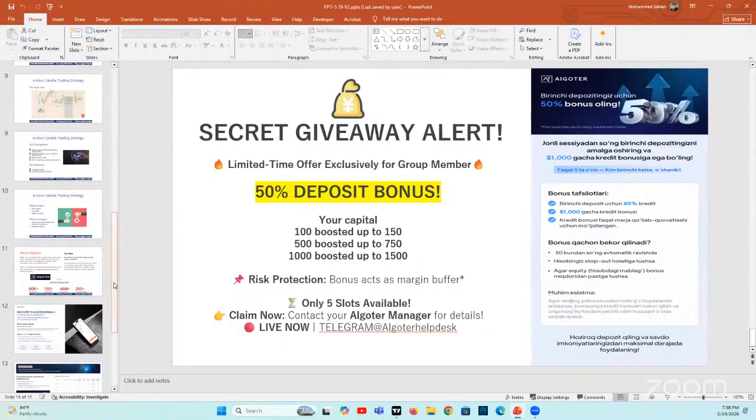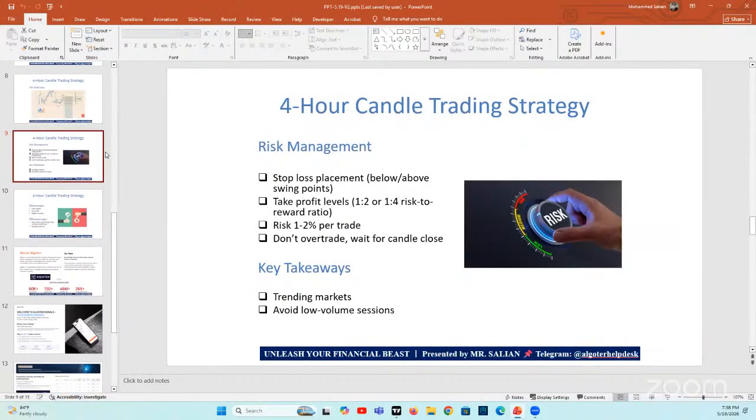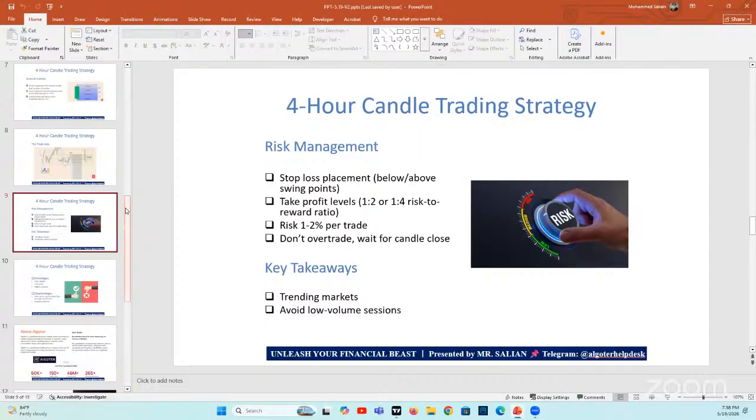So now we reach the end of the slide. We can now go to the chart.